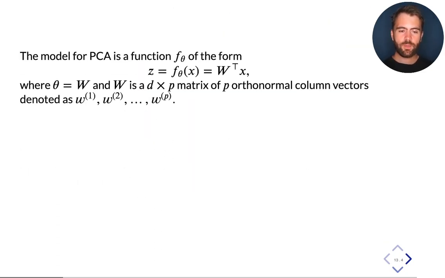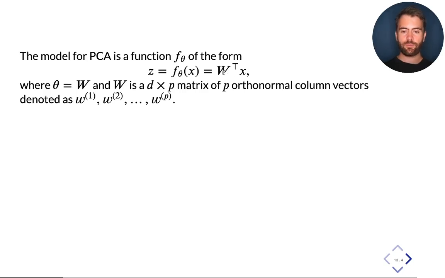So more formally, in PCA we learn a function f sub theta, which is going to be our model, and as in standard linear dimensionality reduction, f maps x to z. The parameters of this model, theta, are going to be a matrix W, a D by P matrix of P orthonormal column vectors. In other words, within PCA, we also choose a linear transformation, which can be written as a matrix of P orthonormal column vectors.